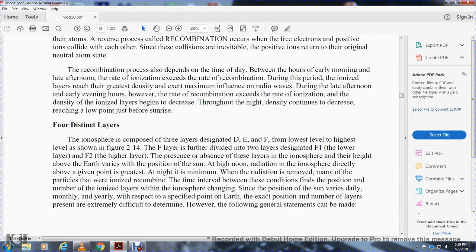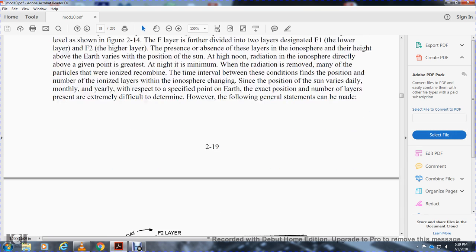and their height above the Earth vary with the position of the sun. At high noon, the radiation on the ionosphere directly above a given point is greatest, and at night it is minimum. When the radiation is removed, many of the particles recombine. The time interval between conditions defined by the position of the sun changes the number of ionized layers of the ionosphere. Since the position of the sun varies daily, monthly, and yearly with respect to a specified point on the Earth, the exact position and number of layers present will be extremely difficult to determine. However, the following general statements can be made.